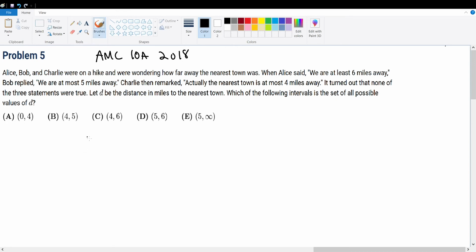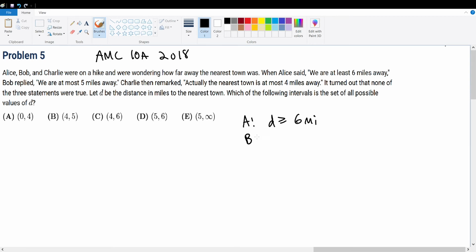Now, this question is actually a very fun question. It works your knowledge and your understanding of the question very deeply. So when Alice said that we are at least 6 miles away, let's translate this into math. If we're saying that we are at least 6 miles away, what are we actually saying in terms of D? Well, we're saying that we must travel at least 6 miles or more, because if it's at least 6 miles, that means 6 miles is the minimum distance that we must travel to reach the town. So D must be greater than or equal to 6 miles, according to Alice.